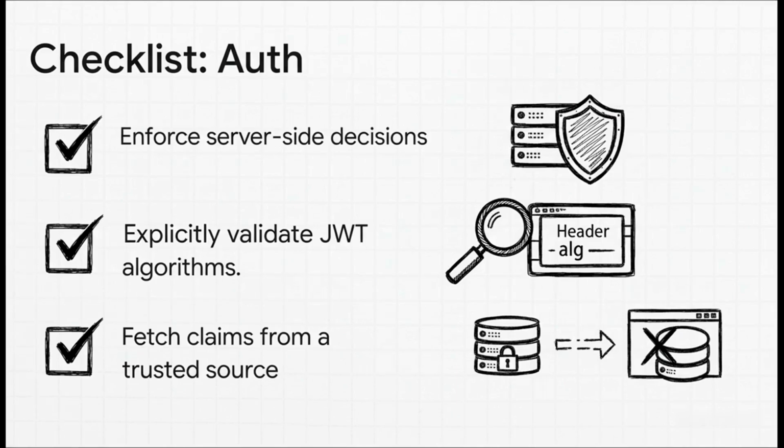All right, on to auth and identity. I'm going to say it one more time because it's that important. All authorization decisions must happen on the server. Full stop. The client cannot be trusted. While you're at it, look at your JWT validation logic. Make sure you are explicitly telling it which signing algorithms are allowed. And finally, get your user's claims and permissions from the validated token, not from some payload the client sent up.